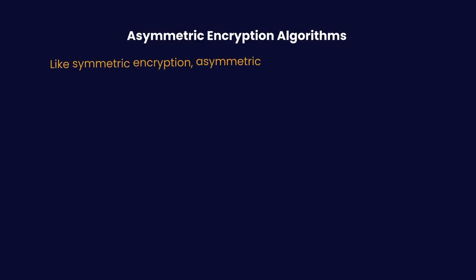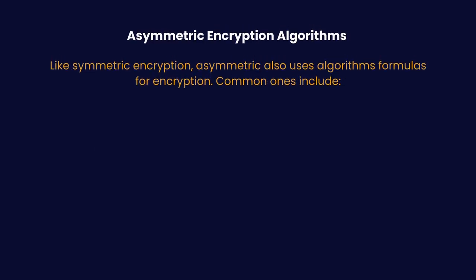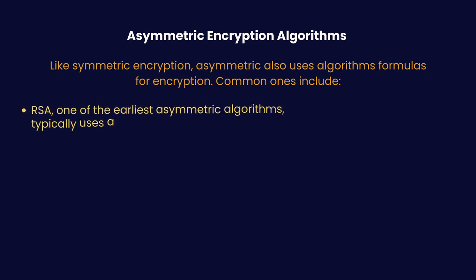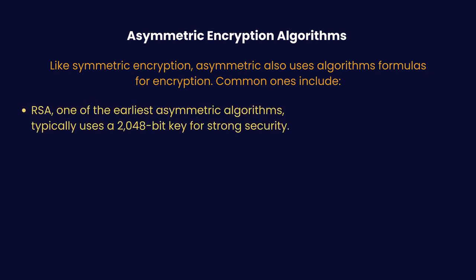All right, let's talk about asymmetric encryption algorithms. Just like symmetric encryption, asymmetric uses algorithms as well. If you recall, algorithms are the formulas used to encrypt. There are a few major algorithms used for asymmetric encryption that you'll need to memorize. You have RSA. This is one of the originals. You will usually see RSA using a 2048-bit key for good security.